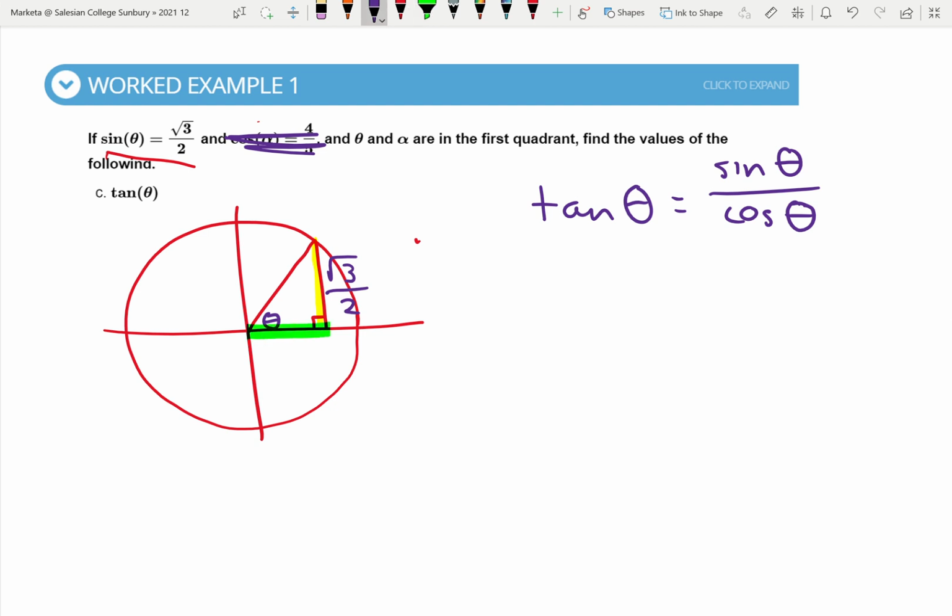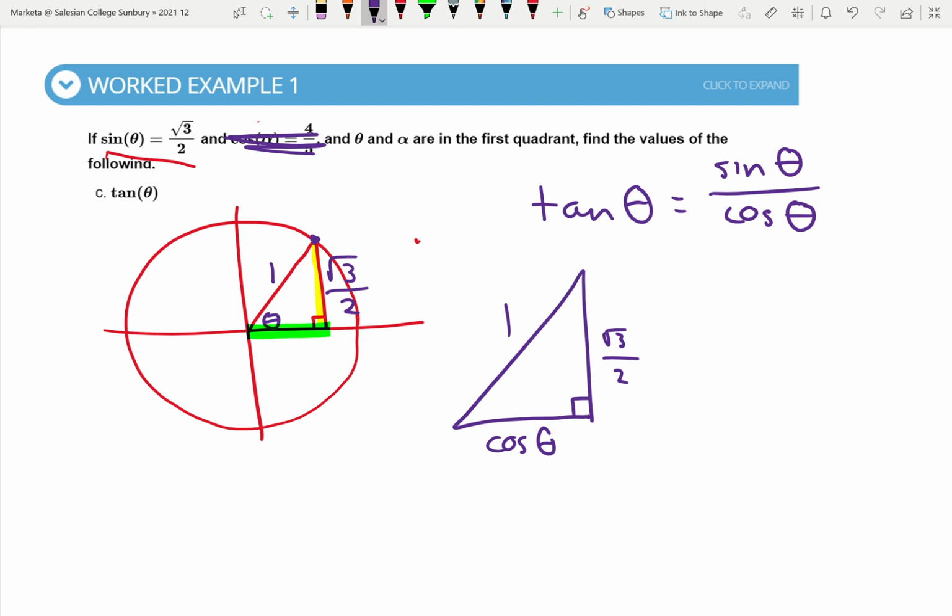And then we have one more piece of information here. Remembering that this is a unit circle, so the radius is 1 unit. This means that now we can find cos theta. Let's take that triangle out so it's a little clearer: root 3 on 2, 1, and we're trying to find cos theta here.